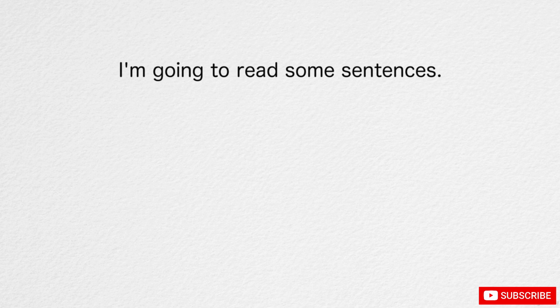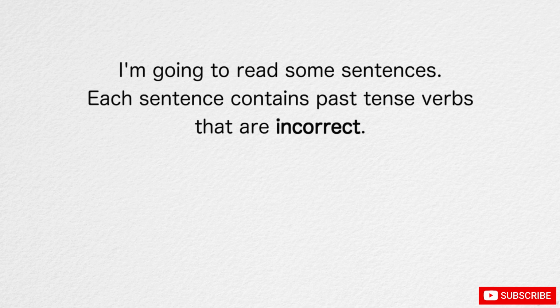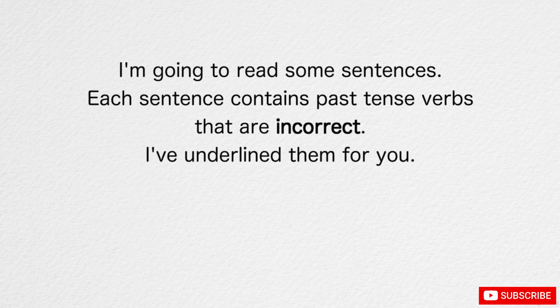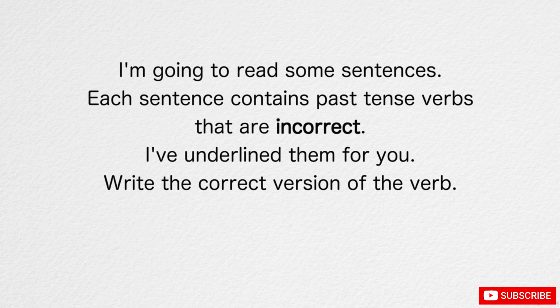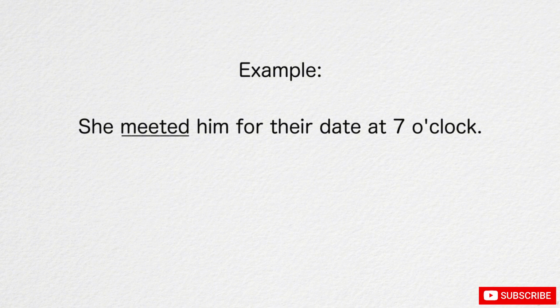I'm going to read some sentences. Each sentence contains past tense verbs that are incorrect. I've underlined them for you. What you need to do is write the correct version of the verb. Here's an example for you. She meted him for their date at 7 o'clock.